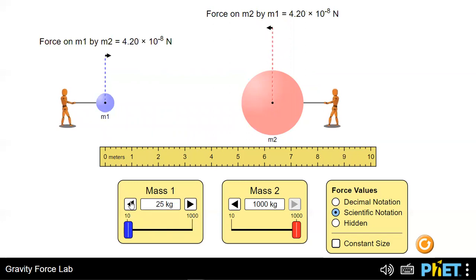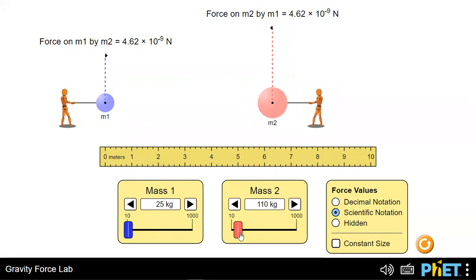Here, we are going to calculate the force on 1 by 2 and the force on 2 by 1. So here, it's already 25 kilograms. Our M2 will be 25 kilograms as well.